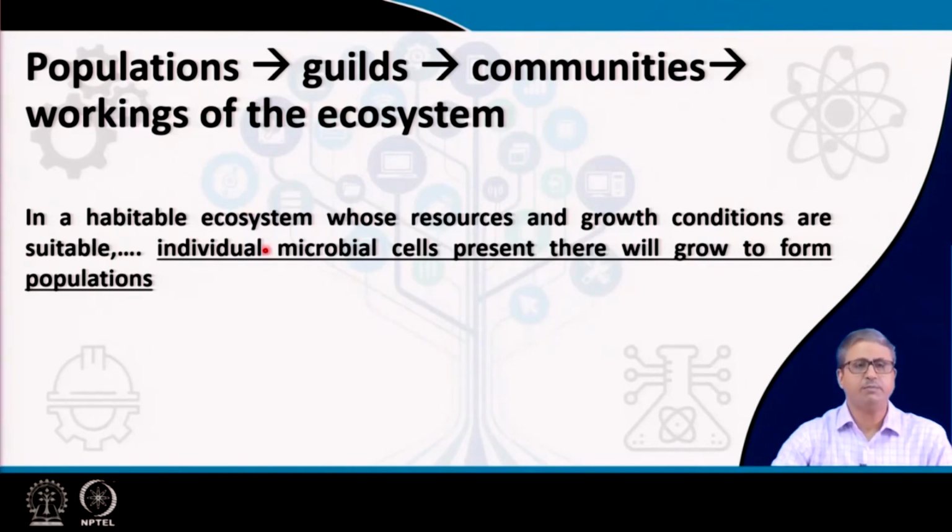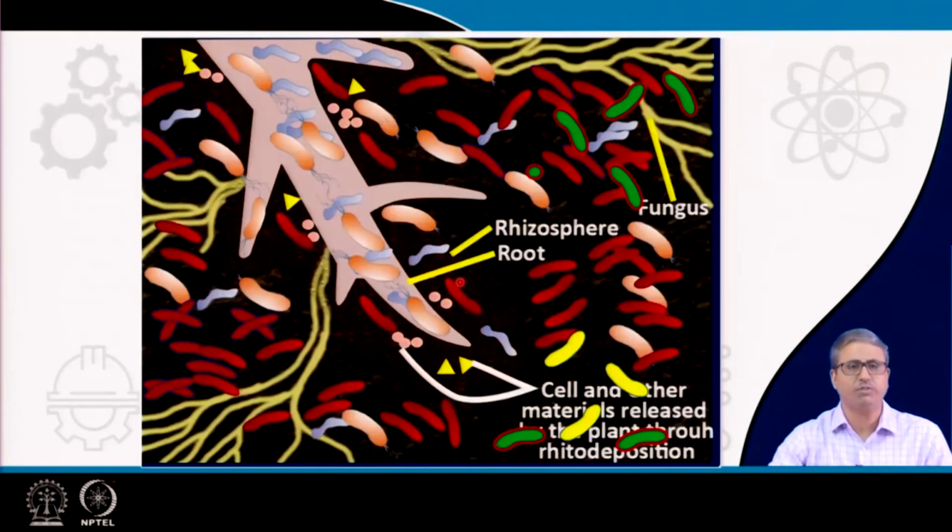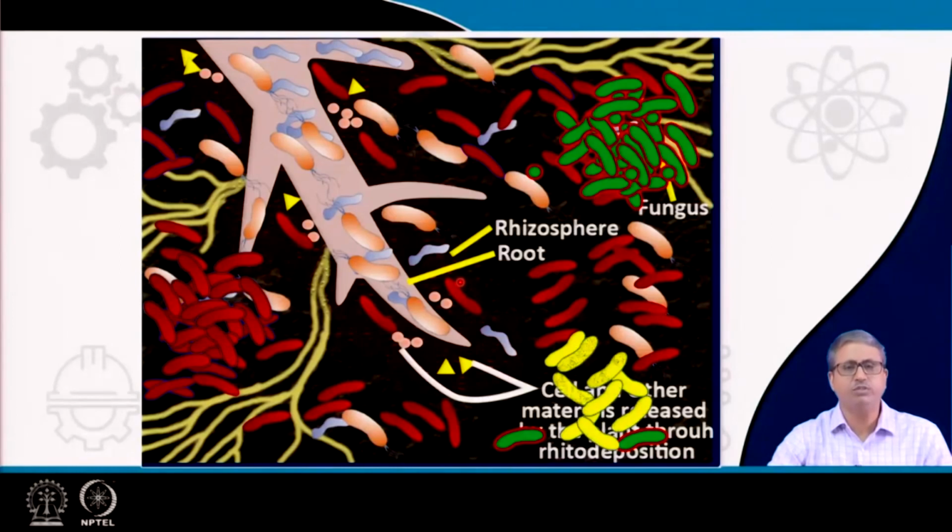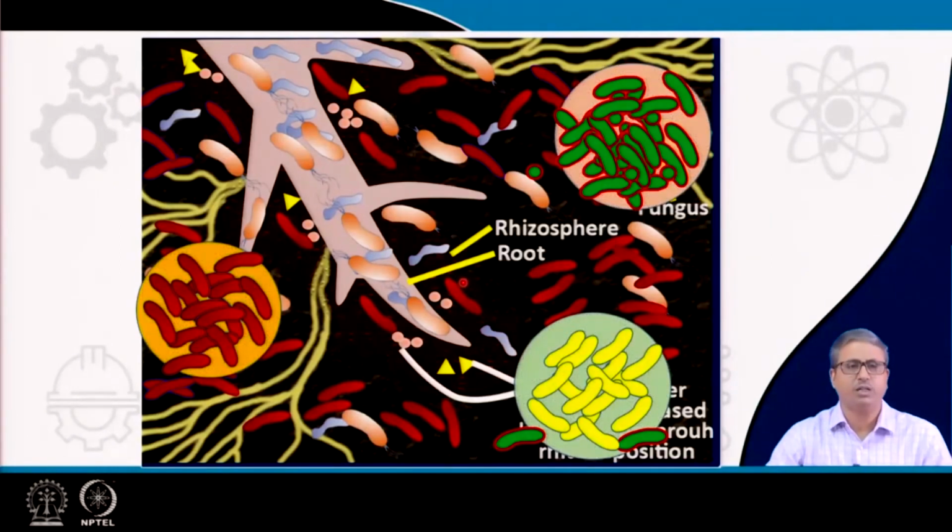So, in a habitable ecosystem whose resources and growth conditions are suitable, that means the conditions are favorable and the nutrients are available to the organisms, individual microbial cells present there will grow to form the population. That is kind of inevitable. If you have sufficient nutrient resources and favorable growth conditions, obviously the microorganism species present there will grow and proliferate, and that proliferation will lead to the formation of different clusters of population.